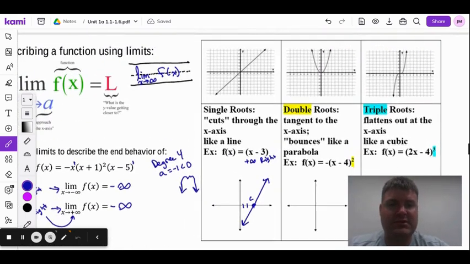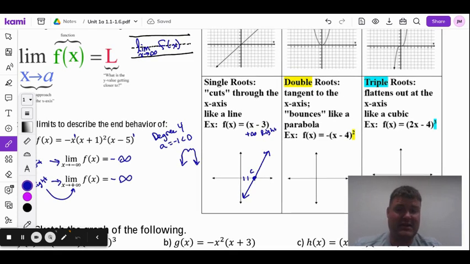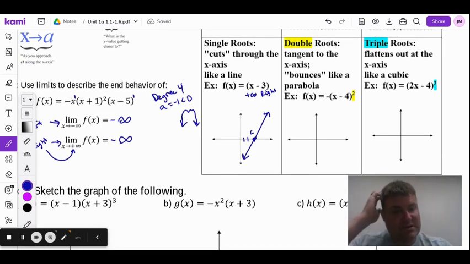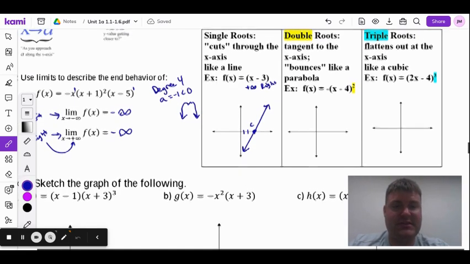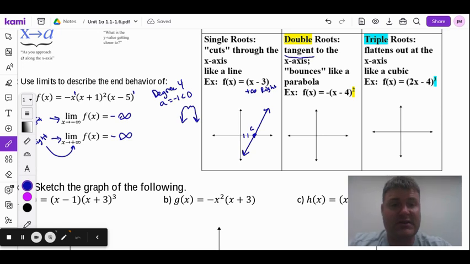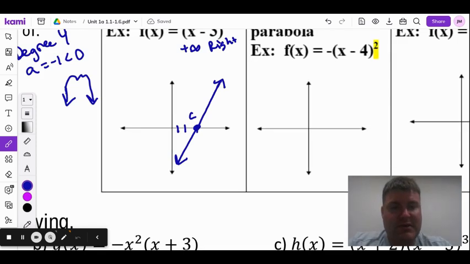Next one, double roots. Kind of looks like a parabola. We call this bounces. This is not going to go through the x-axis. It's actually going to bounce off of it because it's an even root. Every even root bounces in some sort of way. Every odd root goes through the x-axis. All right, so a double root, which is right here. We are tangent to the x-axis. That's another way of saying it. You do need to know that. It's tangent to the x-axis and it bounces. So in this case, we have our root here at 4. So this is x equals 4. 1, 2, 3, 4. Put a B for bounce.